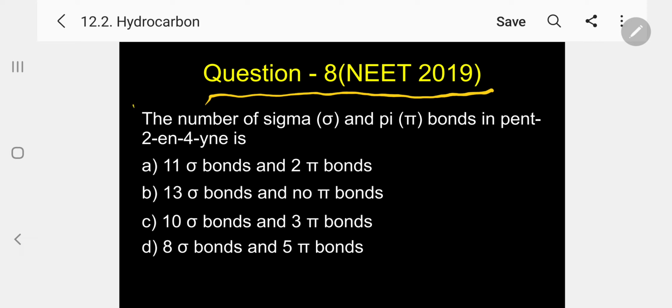The question is, the number of sigma and pi bonds in pent-2-ene-4-yne is: A, 11 sigma bonds and 2 pi bonds; B, 13 sigma bonds and no pi bonds; C, 10 sigma bonds and 3 pi bonds; and D, 8 sigma bonds and 5 pi bonds. This question was asked in IIT also.